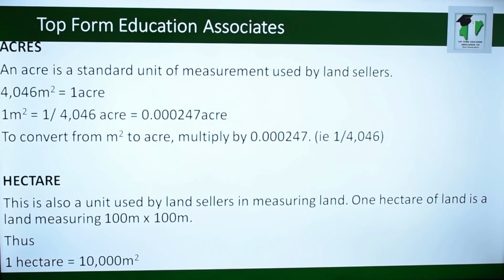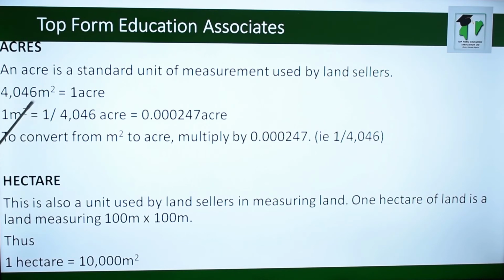Is that okay? Now we want to go to the next unit of measurement, that is acre. An acre is a standard unit of measurement used by land sellers. So those that sell land, they use this unit in measurements. I will have it that 1 acre is equal to 4,046 meters squared. 4,046 meters squared gives you 1 acre.